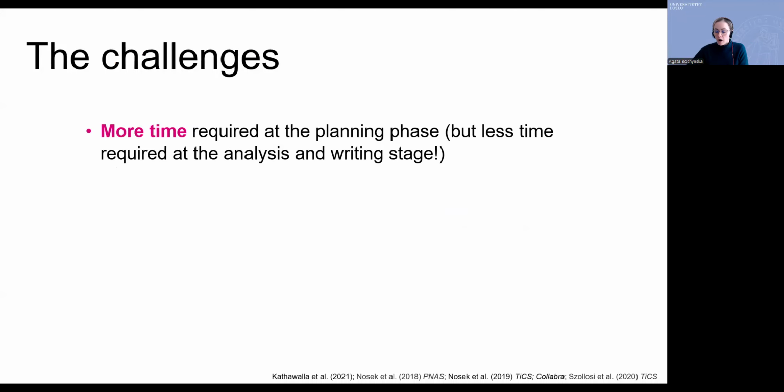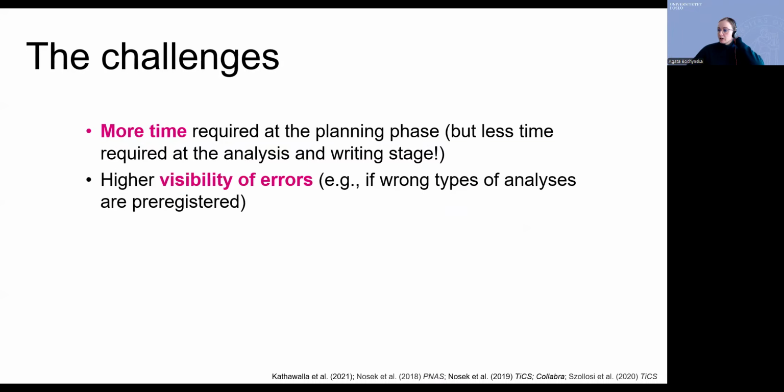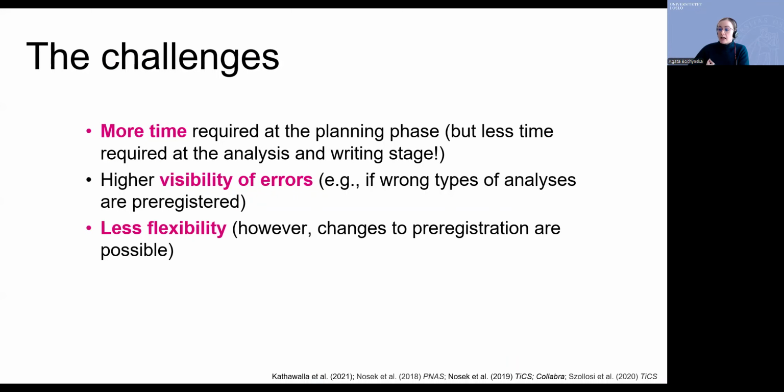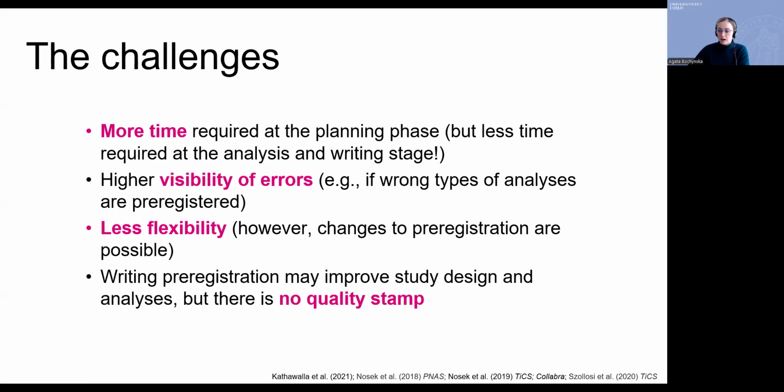So there's more time required at the planning phase, but less time required at the analysis and writing stage. So that could be this shifting of the timeline. Higher visibility of errors, for example, if wrong types of analysis are pre-registered. In a way, there's flexibility, as changes to pre-registration are possible, and it is possible to report any additional analysis that you might have. And even though writing a pre-registration may improve your study design, there's no quality stamp. So it's entirely possible to pre-register a terrible study. And this is why the peer review component is important, like we could have, for example, in registered reports.